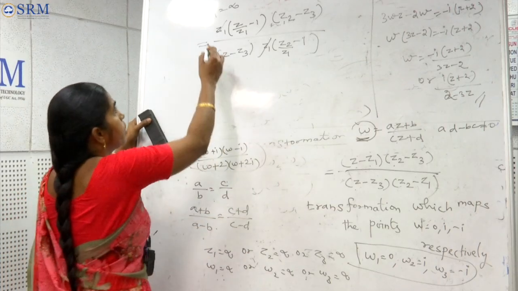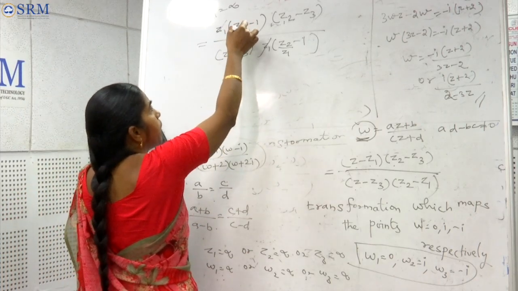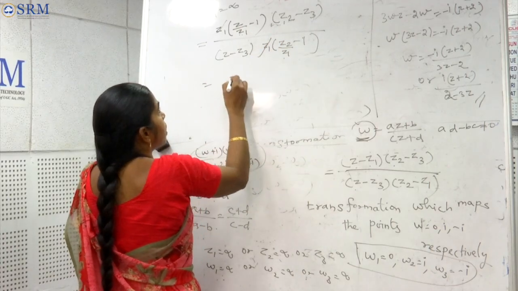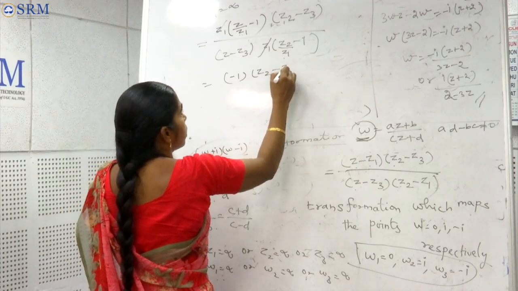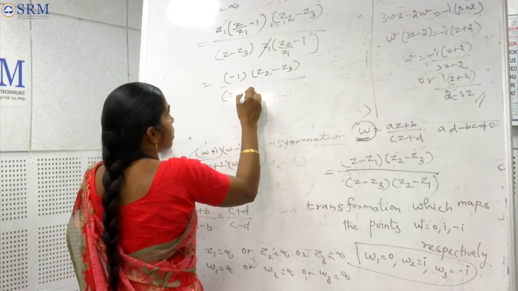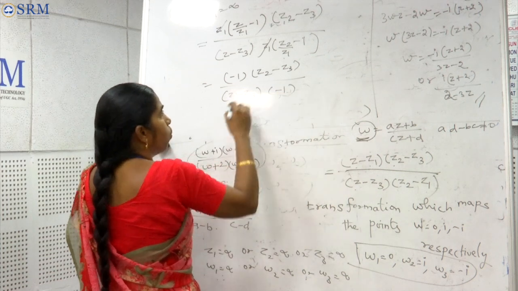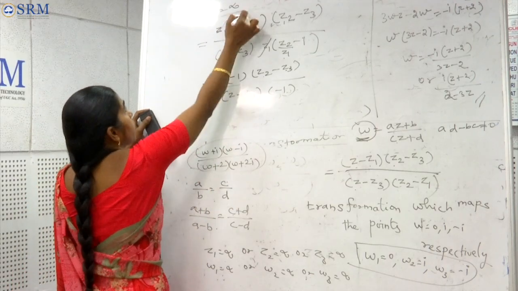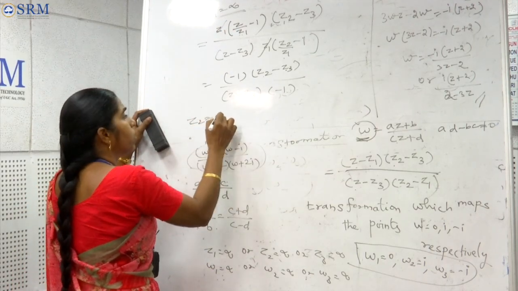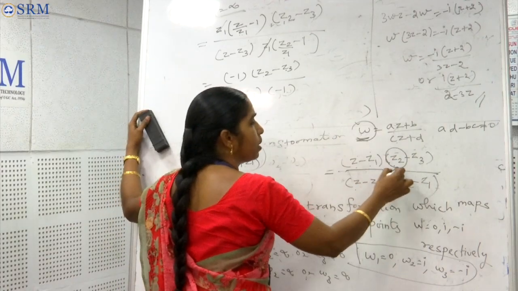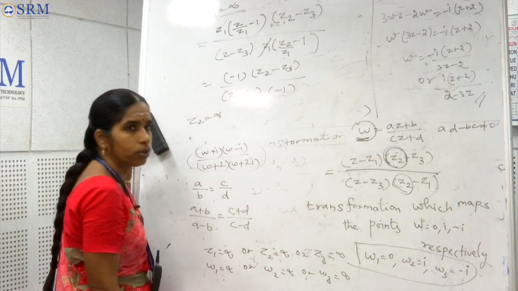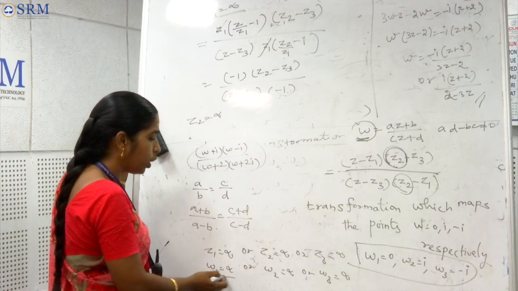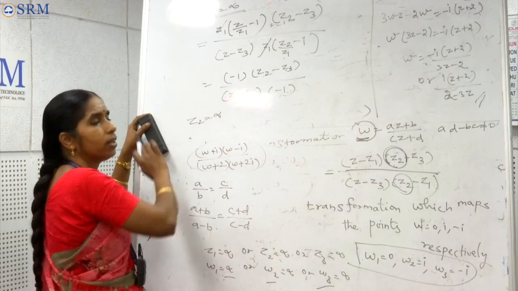You cancel that Z1. Now you apply infinity. Z by infinity is 0, and Z2 divided by infinity is 0. So the formula is minus 1 into Z2 minus Z3 divided by Z minus Z3, minus 1. Only Z2 minus Z3 divided by Z minus Z3 remains. So here I considered Z1 equal to infinity. Suppose Z2 equal to infinity, then that time you take out Z2. Not only in the Z plane, in the W plane also, if any one of the points is infinite, you rewrite the equation.